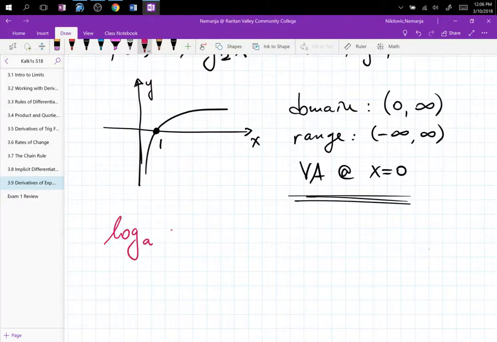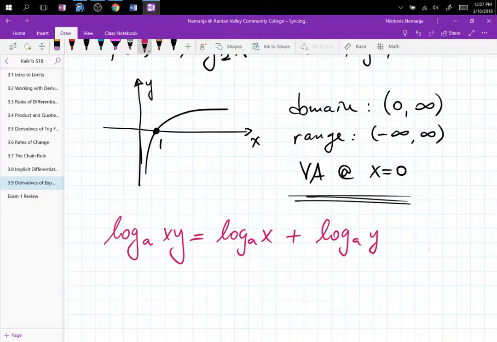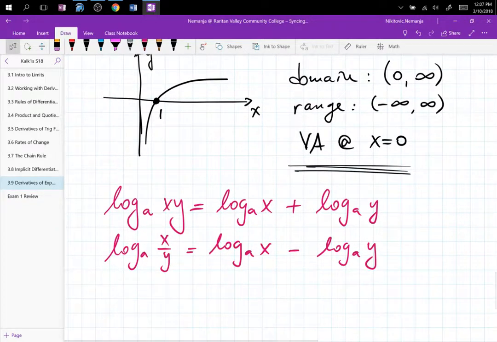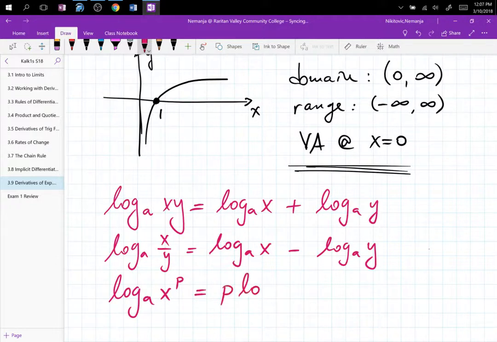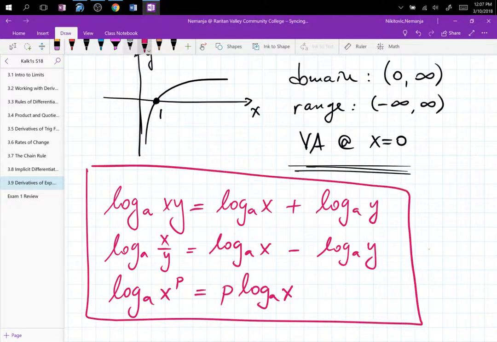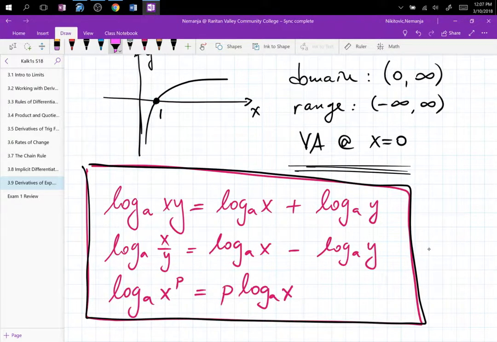Log any base a of xy is log base a x plus log base a y. Log any base a of x over y is log base a x minus log base a y. And the third one: log a of x to the power p is p log a of x. This is something that you really need to know.